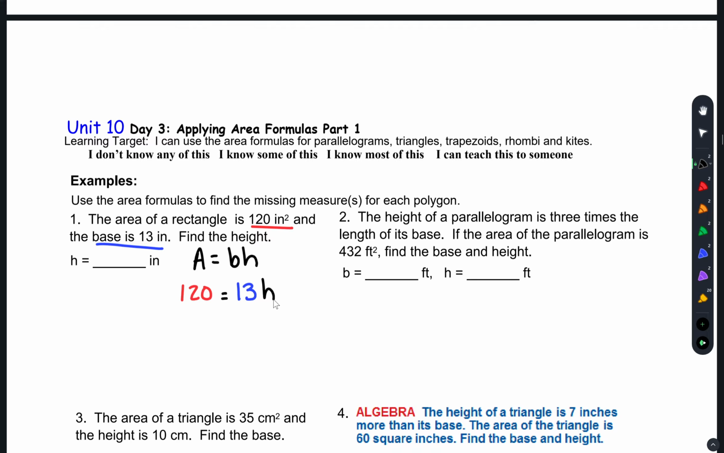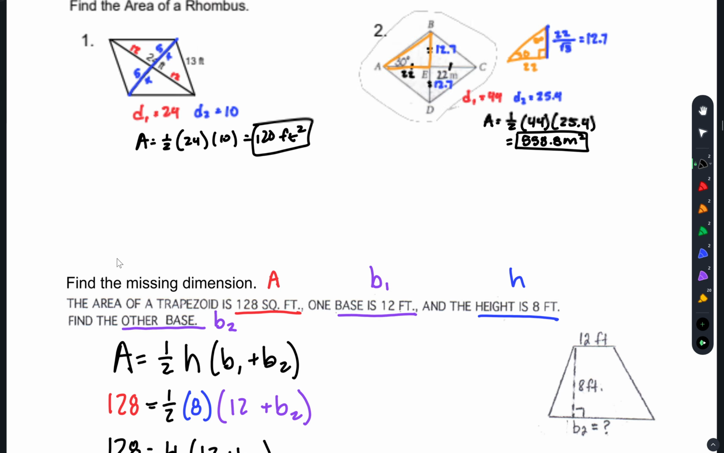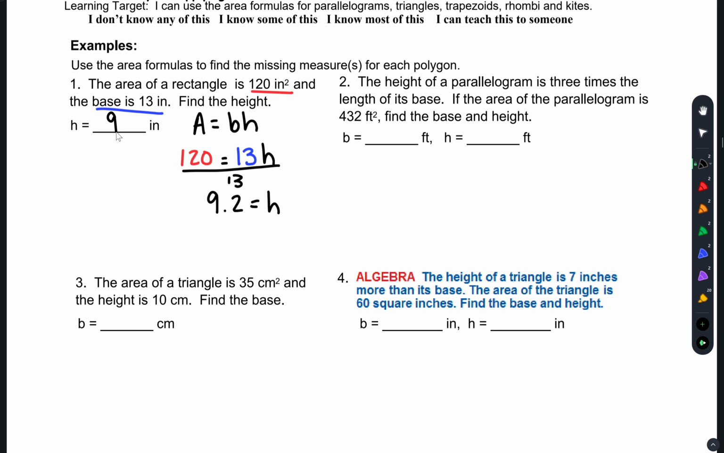Then we're just doing algebra, reverse order of operations. To figure out what that missing variable is, I should divide both sides by 13 to get that my height is 9.2. I am going to be picky about your units. So anytime we're talking about area, that's where we use units squared. Every other time, base, height, diagonal, whatever it is, that's just going to use regular units. So that's why this is 9.2 inches. Not inches squared. Make sense? Pretty easy? Let's keep going.